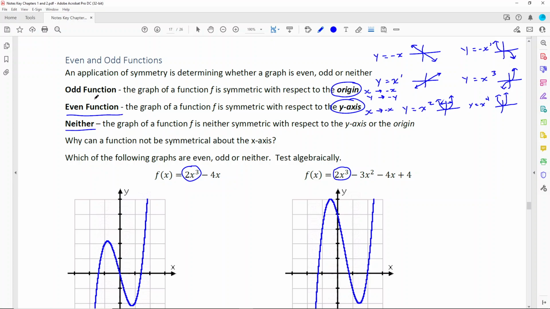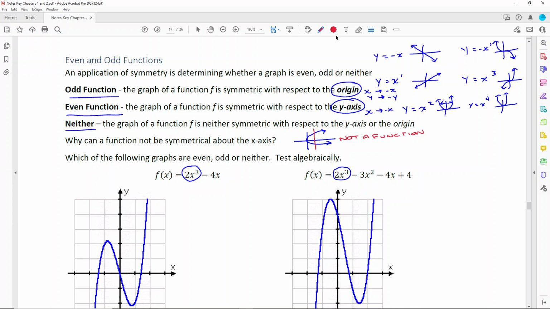Now, here's a little question. Why can a graph not be symmetric about the x-axis? How come we're not using x-axis symmetry to talk about a function? Well, if I draw something that's symmetric about the x-axis, what do you notice? What does it fail? It fails the vertical line test. It's not a function. So something that has x-axis symmetry is not a function, and so it's not going to be even or odd, and it's not even going to be in a function, so we can't talk about it.